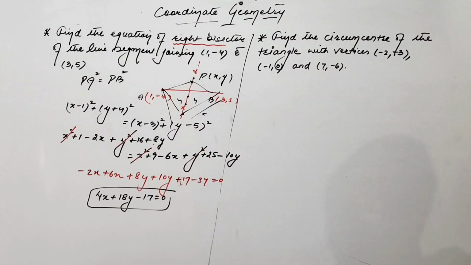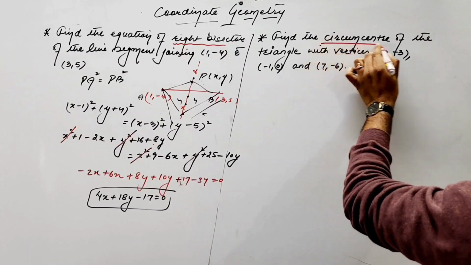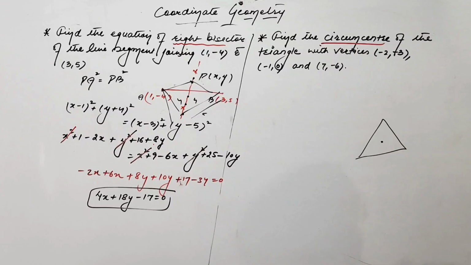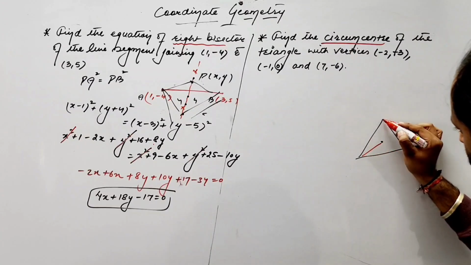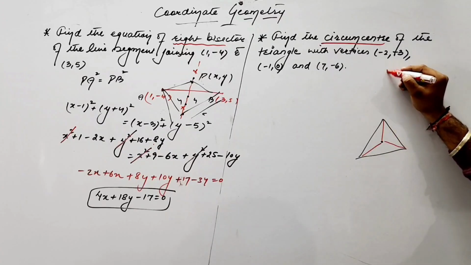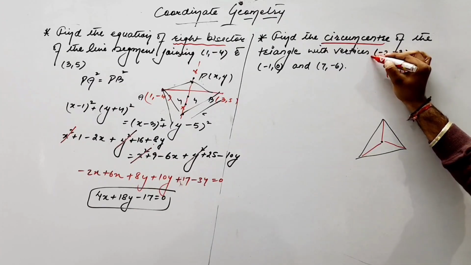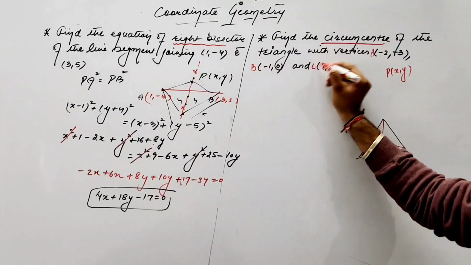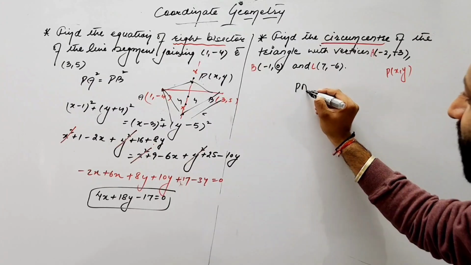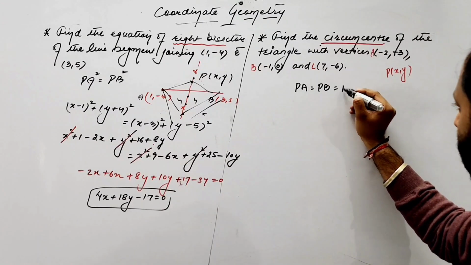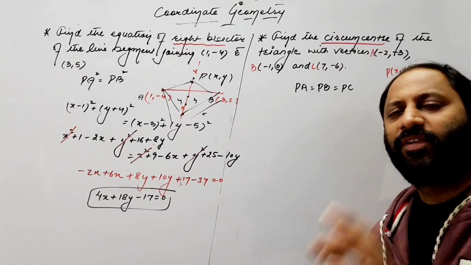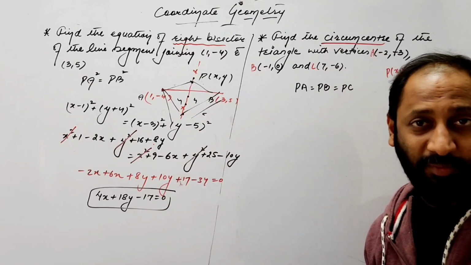Okay. Again, one more technical question. Find the circumcenter of the triangle. First you should know about the circumcenter. What is the circumcenter? The circumcenter is equidistant from the vertices of the triangle. Suppose P(x, y) is the circumcenter of the triangle with vertices A, B and C. So according to the definition, PA is equal to PB is equal to PC. Or the statement can be: find a point which is equidistant from three vertices.